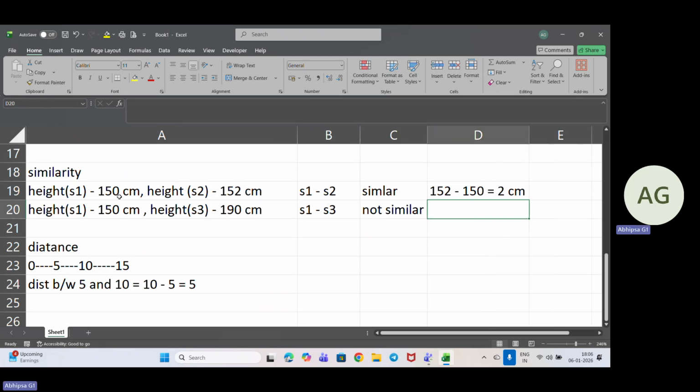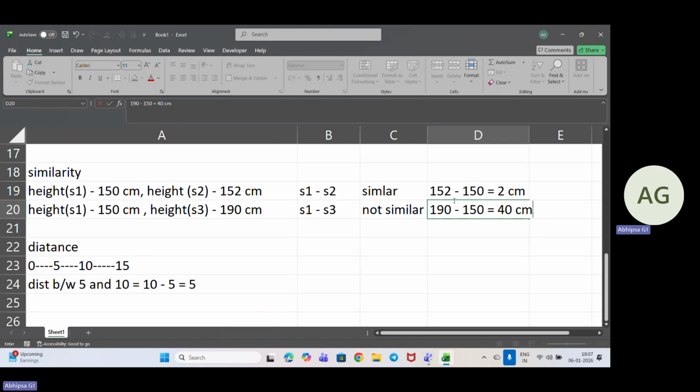But if I subtract this from this, like I am subtracting 190 minus 150. Right? So of course, what is the difference? We are getting a difference of 40 centimeters. So as we can understand, when the distance is lesser, we will be getting more similar items. If the distance becomes larger, we will be getting less similarity among the items.